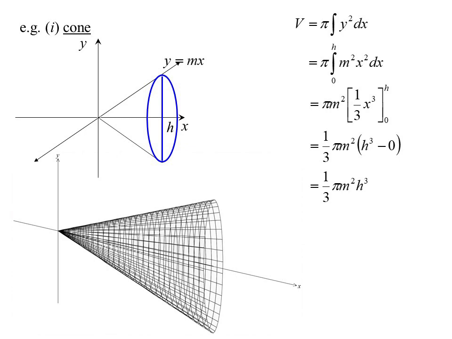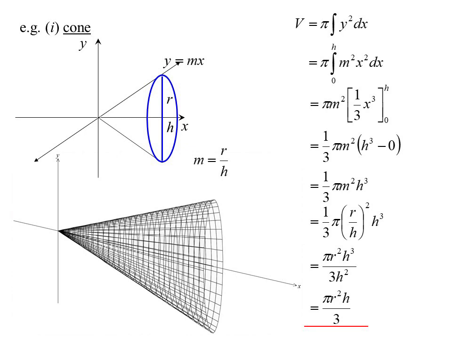But that's all right. I can work out that, well, if that's the radius, r, the y value, then I can play around with that. I know slope is rise over run, so it will be r over h. Sub that in, and we get our familiar formula, pi r squared h over 3, or a third pi r squared h. So we can actually prove that formula we've been accepting to be true all these years.